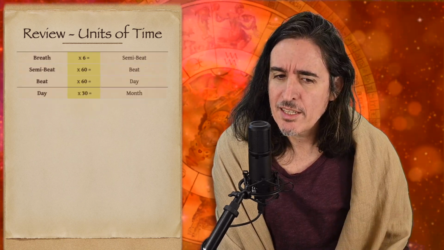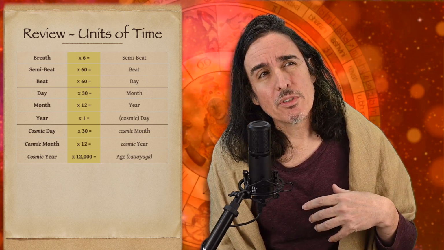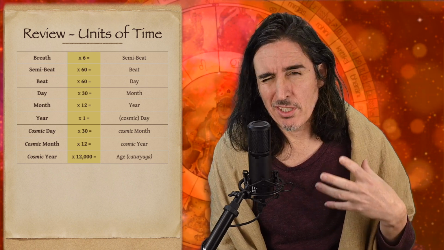To review, what we learned in the previous episode was Surya Siddhanta's definition of universal units of time. Because time defines space, because space is an evolved thing, and evolution requires time. So Surya Siddhanta gave us these basic units: breaths, semi-beats, and beats, days, months, and years, and cosmic days, cosmic months, and cosmic years.